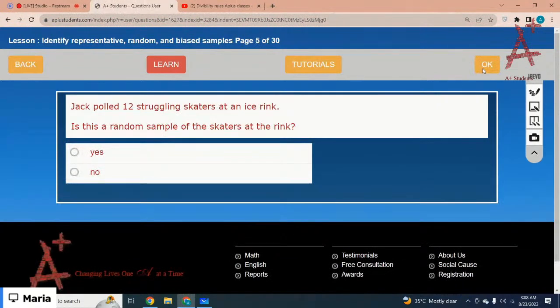Jack polled 12 struggling skaters at an ice rink. Is this a random sample of these skaters at the rink? No, not random, because all the ice skaters are not the same. So the correct option is no, this is not random data.